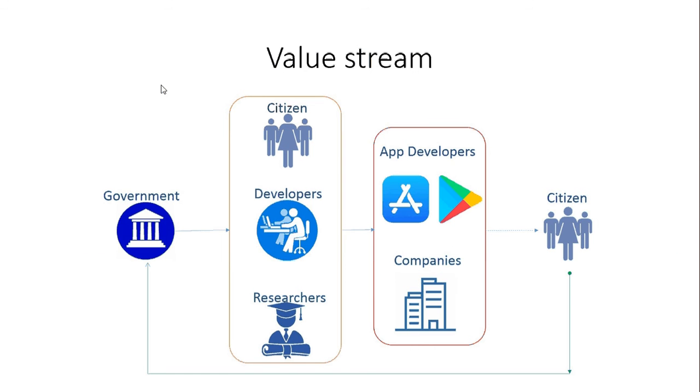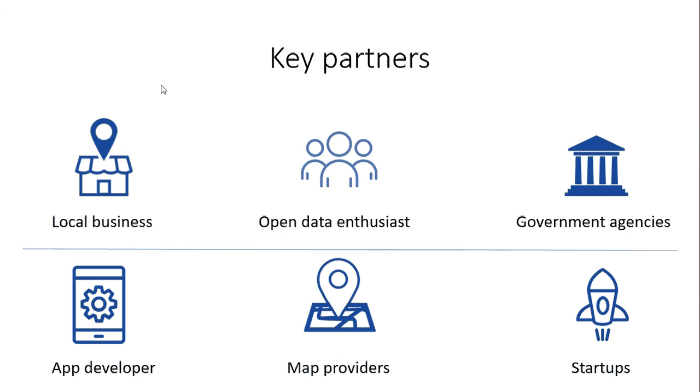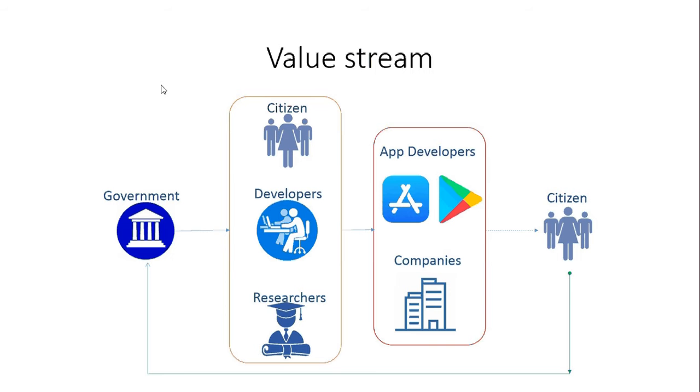Before you go further, you need to map the value stream of the open data. When I say value stream, who is deriving a lot of value from the open data you actually publish? So the government is the sole source for releasing a lot of open data in the open data portal. So the government releases open data, and the citizens and developers and researchers consume all this data from the open data portal.